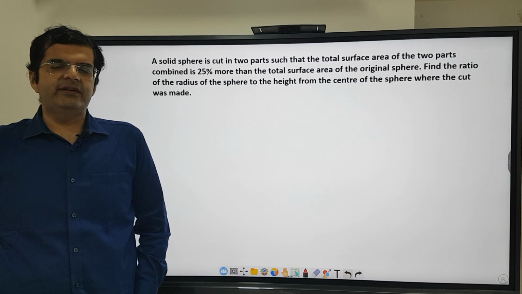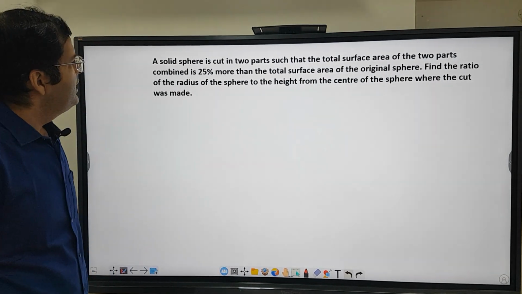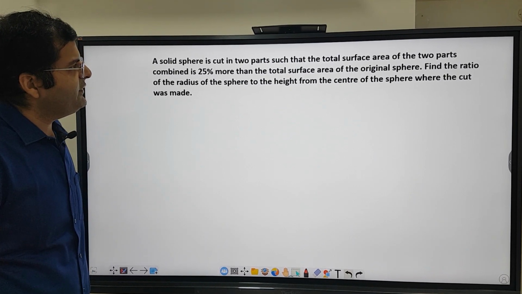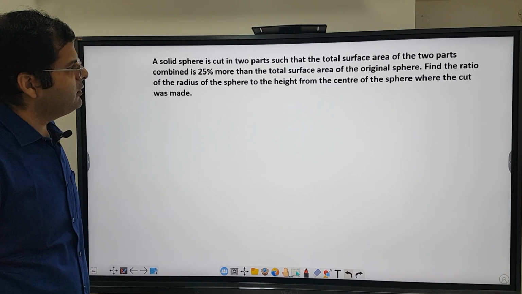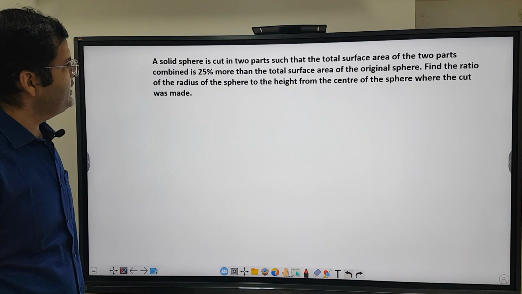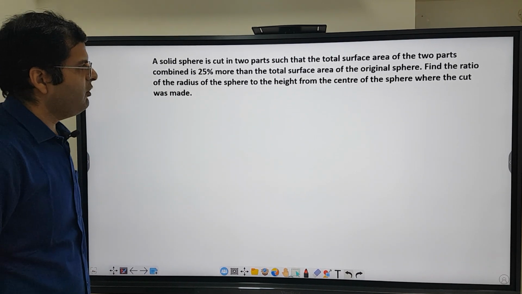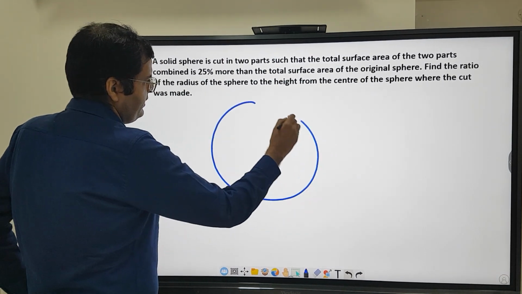So this is the 87th question of the geometry chapter. The question says, a solid sphere is cut into two parts such that the total surface area of the two parts combined is 25% more than the total surface area of the original sphere. Find the ratio of the radius of the sphere to the height from the center of the sphere where the cut was made. Okay. So this is a sphere here.